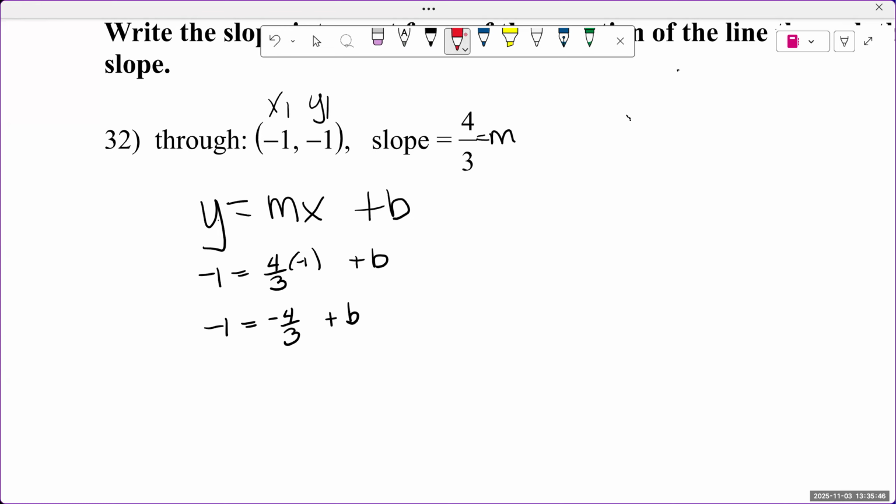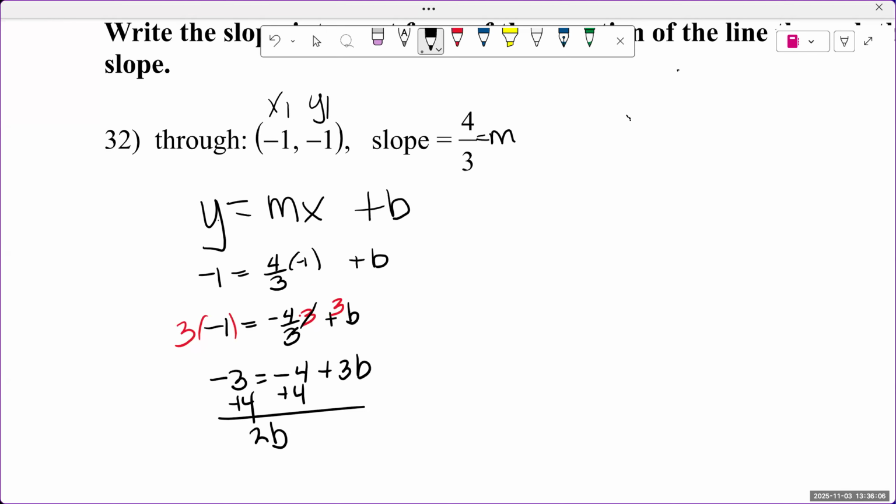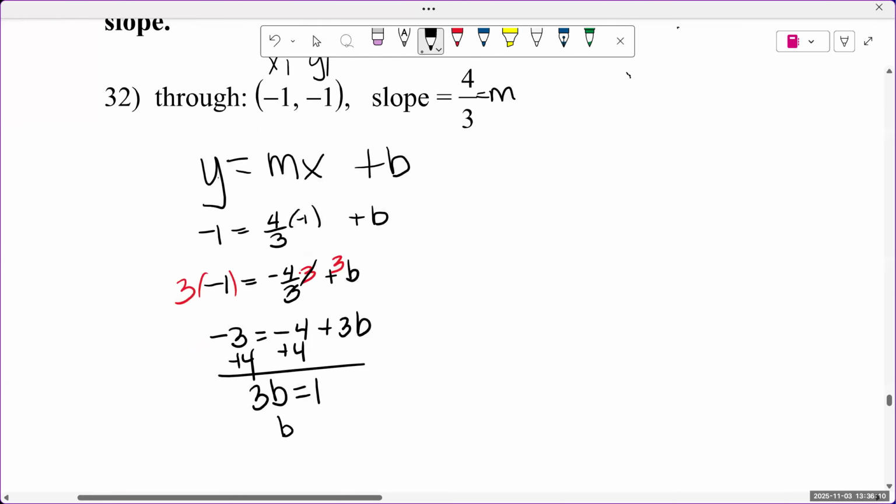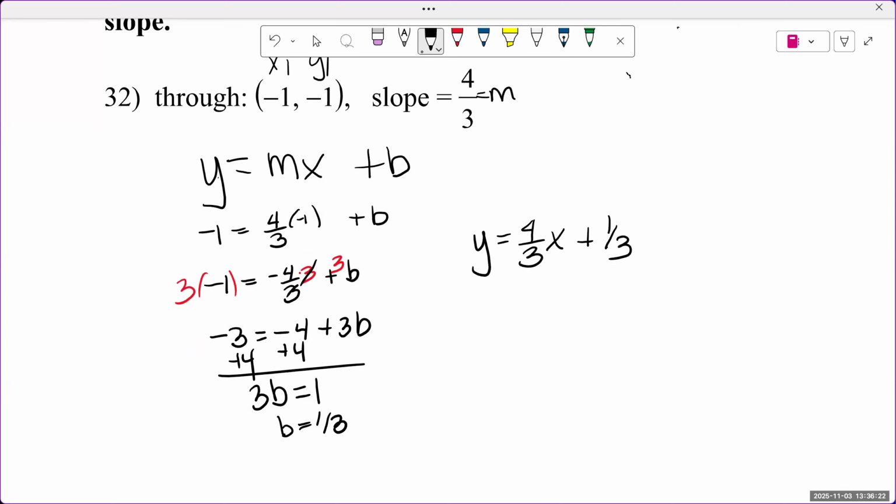I am going to multiply everything by 3. So those are going to cancel. -3 is equal to -4 plus 3b. Add 4. 3b equals 1. B equals 1/3. So y equals 4/3 x plus 1/3.